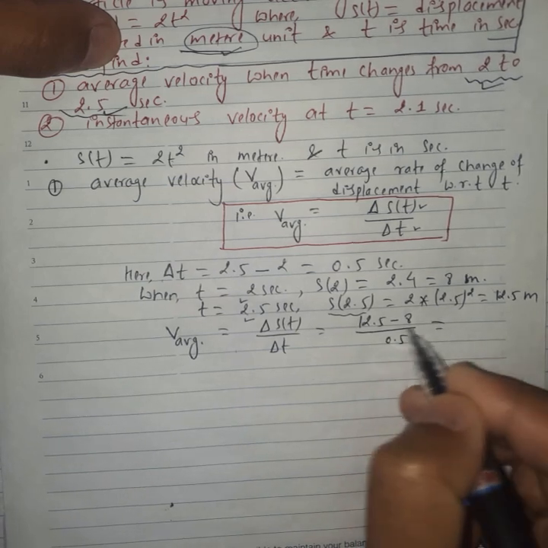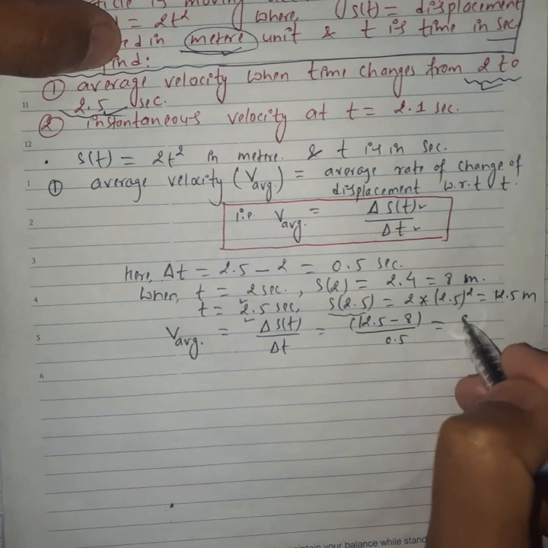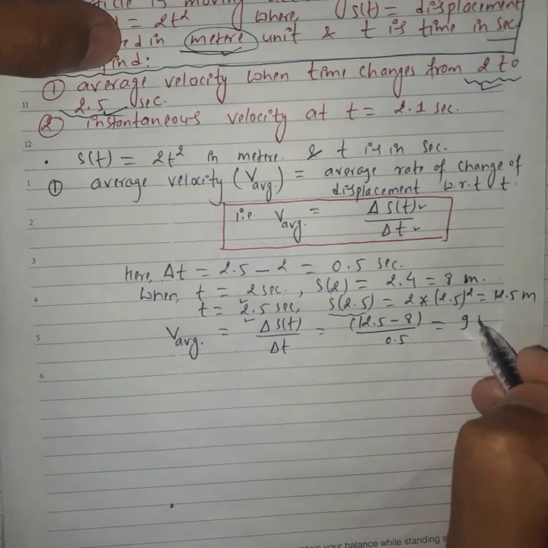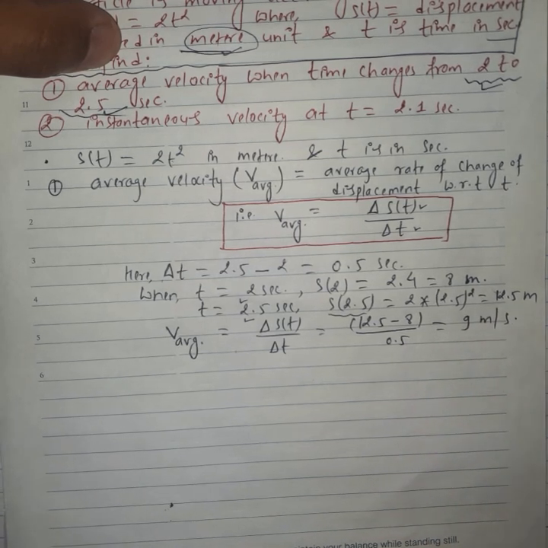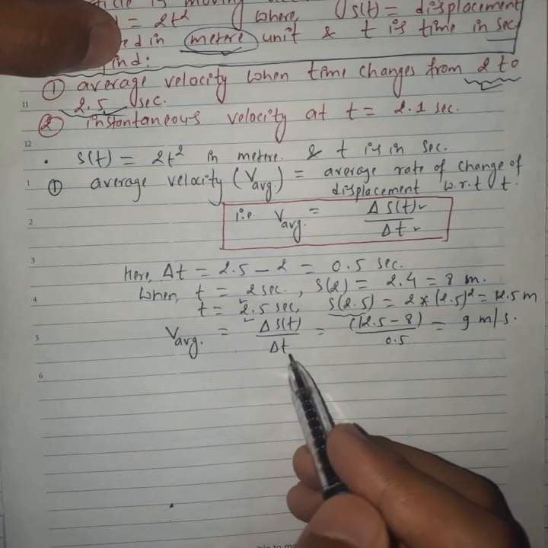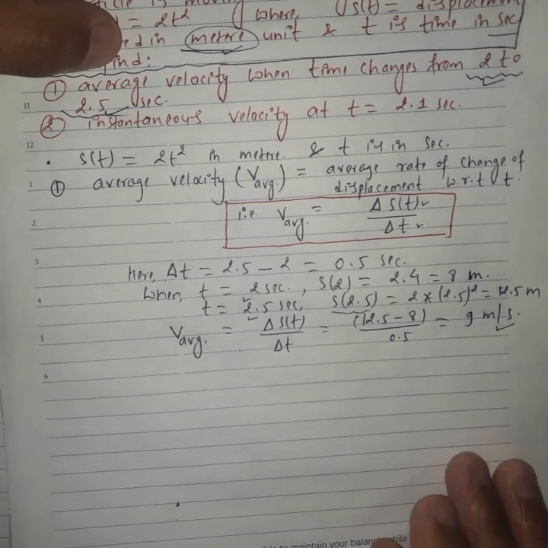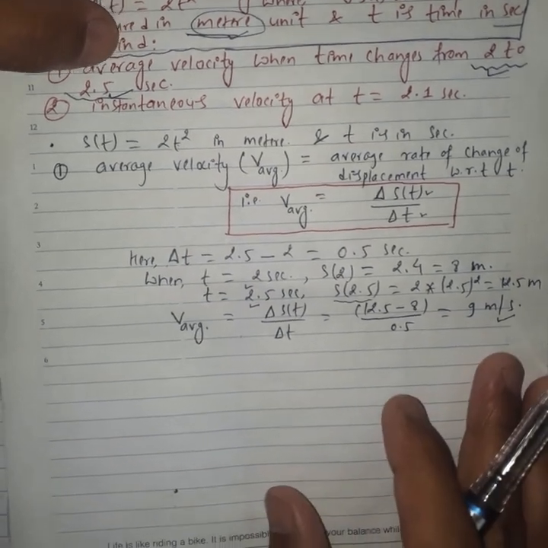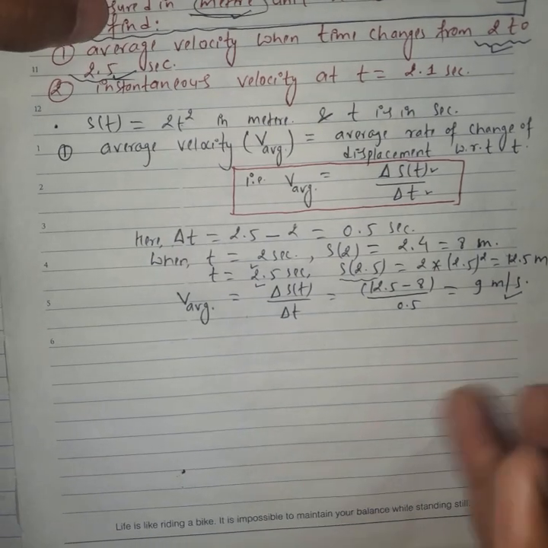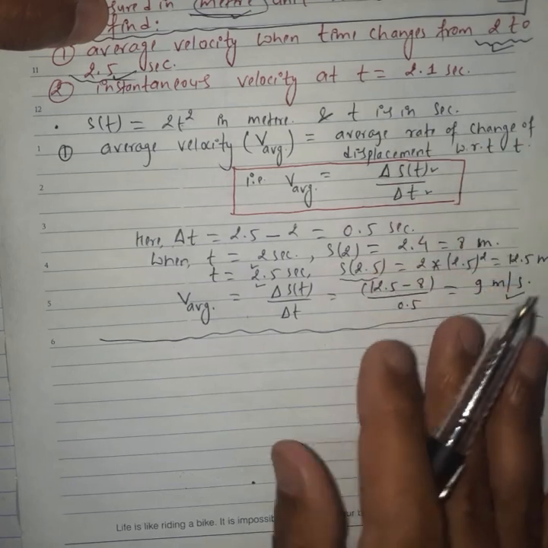0.5. If we calculate this, then we will obtain the value of the average velocity as 9 meters per second. Here the displacement is measured in meters and the time is measured in seconds, so the unit of the velocity will be meters per second. Here we calculated the average velocity in the given interval of time.